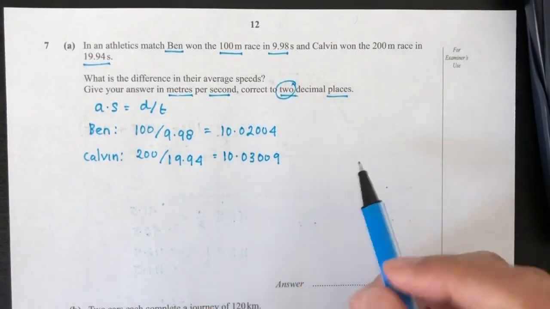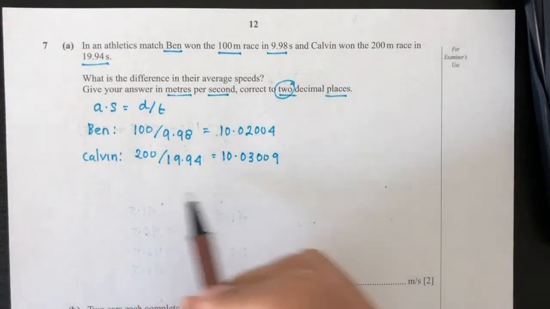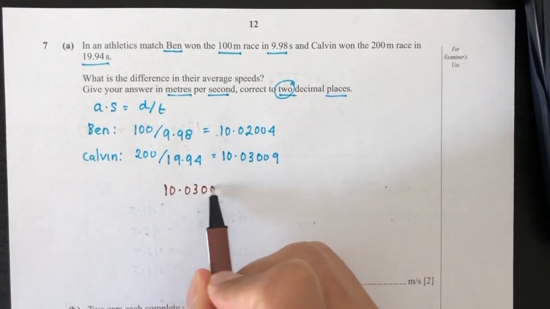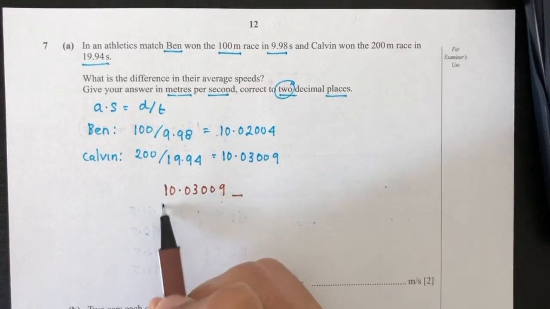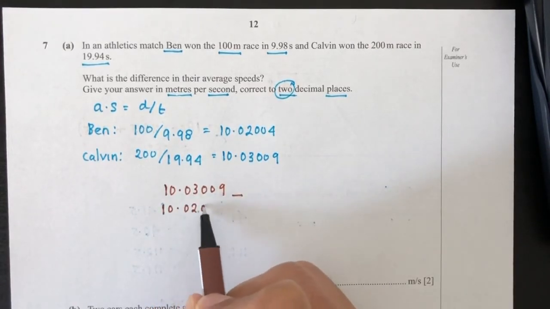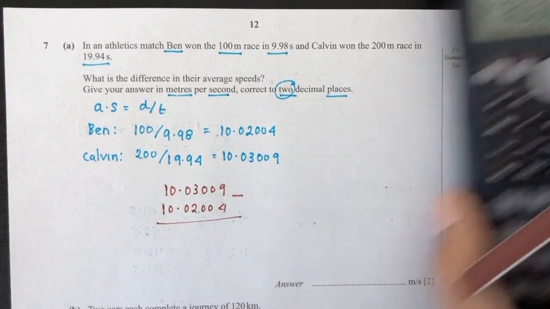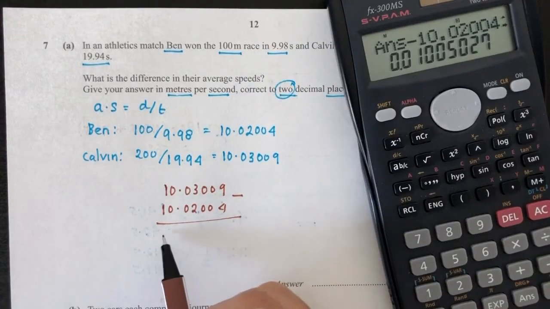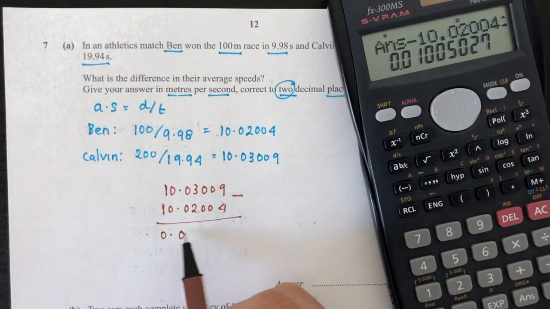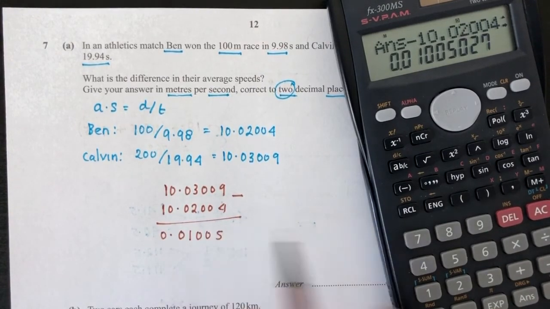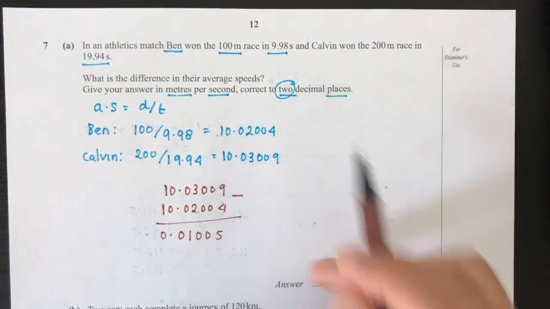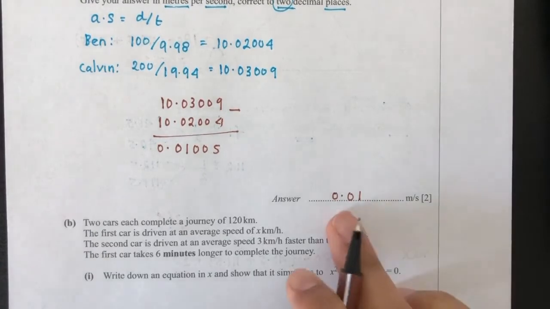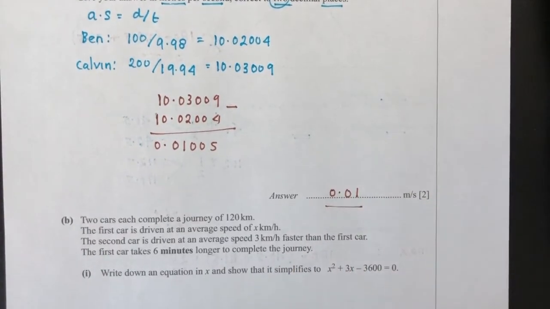So let's find the difference. So you have to minus. So let's do 10.03009 minus 10.02004. That will be 0.01005. So your answer correct to 2 decimal places will be 0.01. Okay, that is your answer, correct to 2 decimal places.